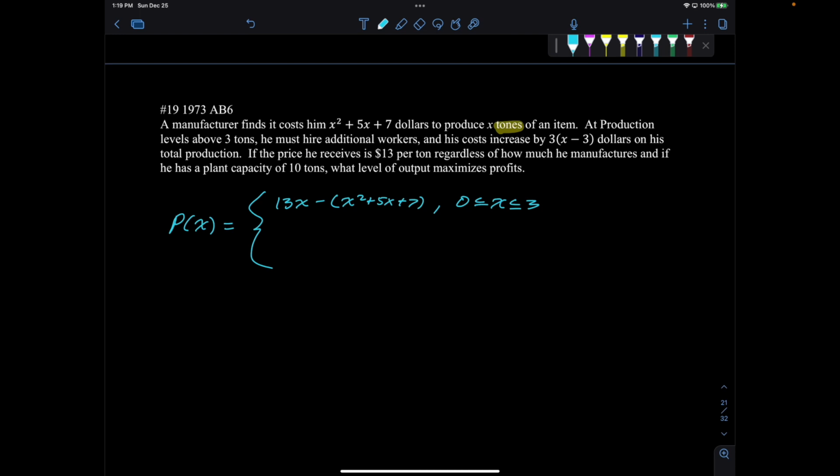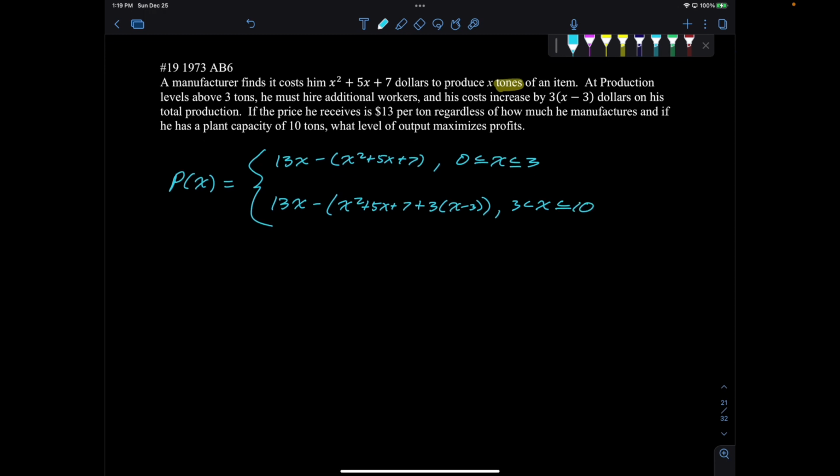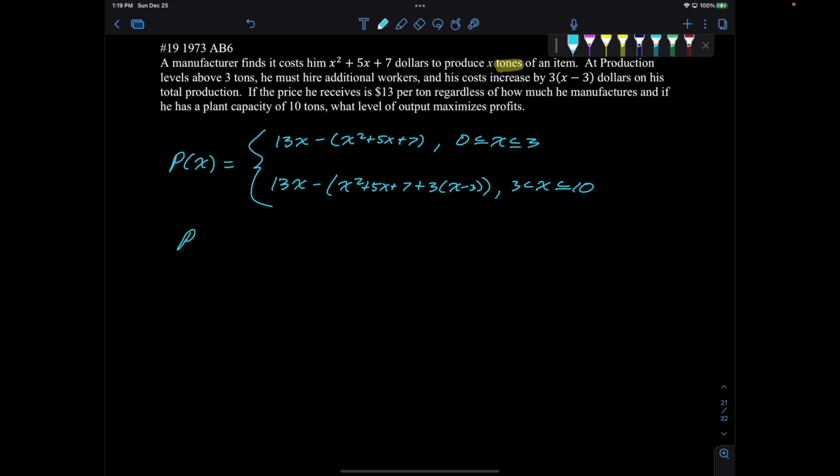Okay, so then from 3 to 10, you still just make 13x minus, it's an additional cost, so you still have this, and then you just tack on more costs, I think. And that'll be from 3 to 10. We should clean that up. And then we're looking for the maximum. So P of x.